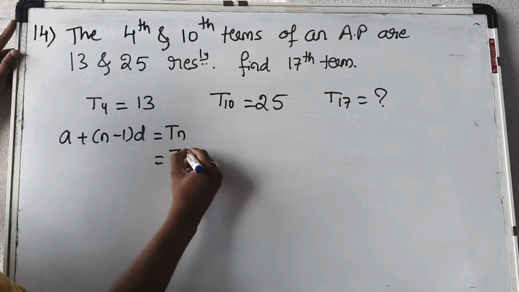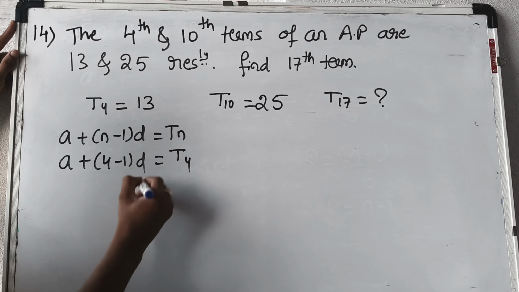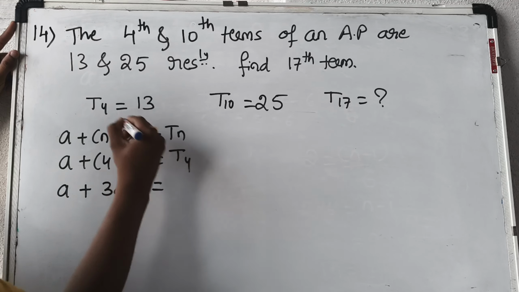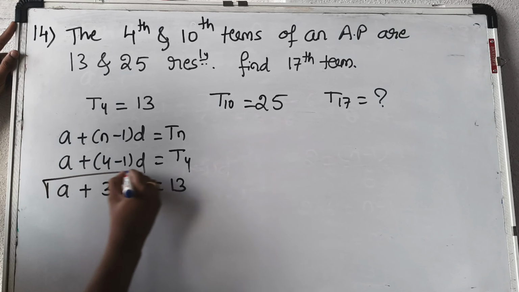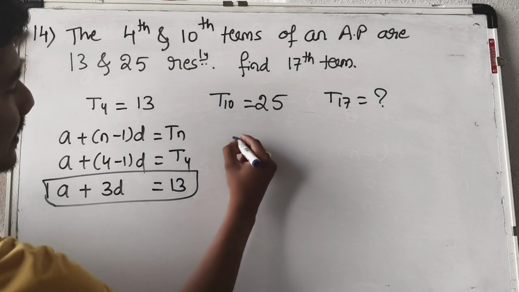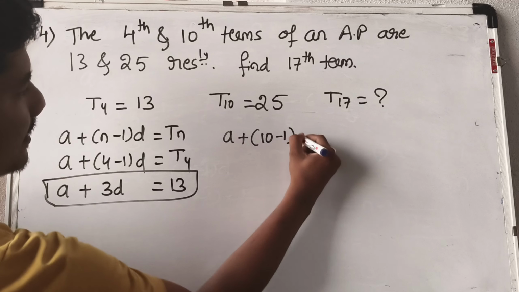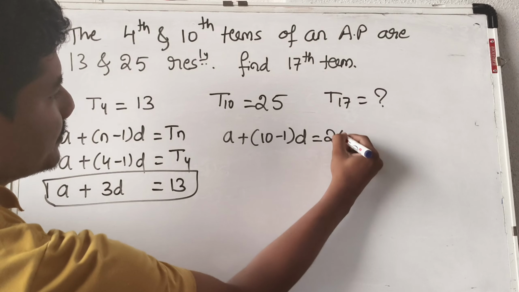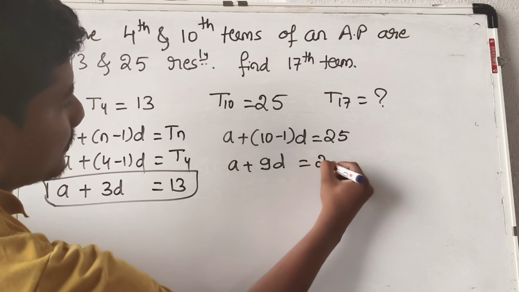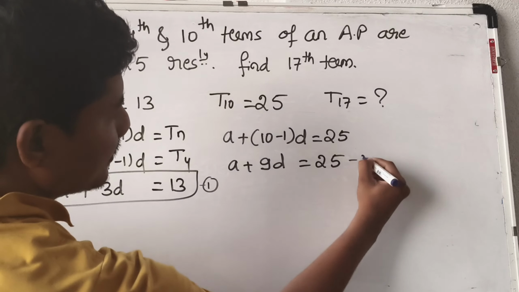In the Tn place I am using T4, that is, n value is 4. So 4 minus 1 d. Therefore it becomes a plus 3d. Therefore I can write T4 as a plus 3d, and the T4 value is 13. Similarly, T10 I can write as a plus (10 minus 1)d is equal to 25, that is a plus 9d is equal to 25. This is equation number 1 and this is equation number 2.